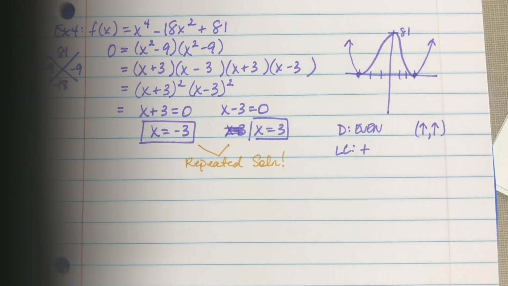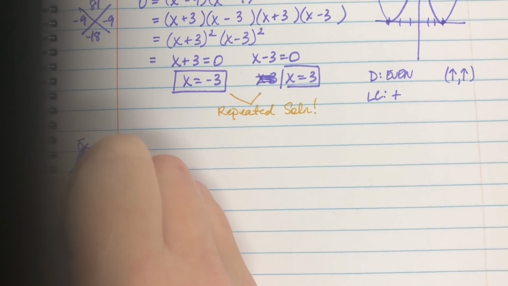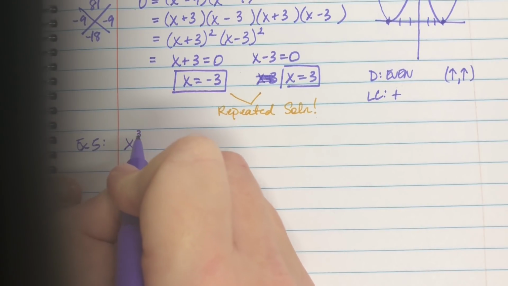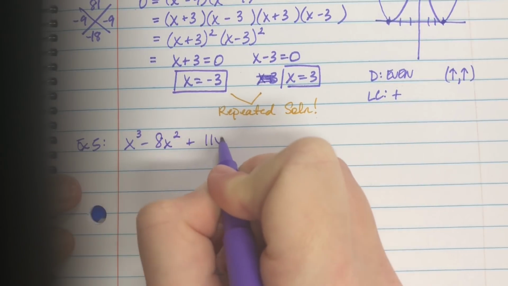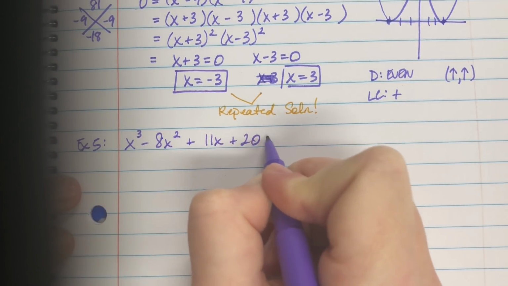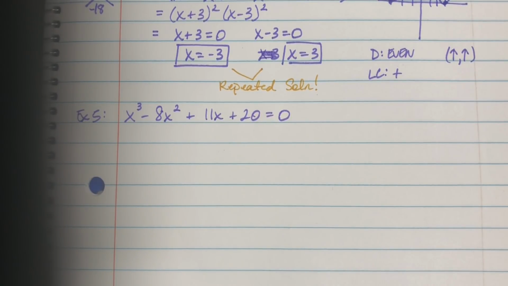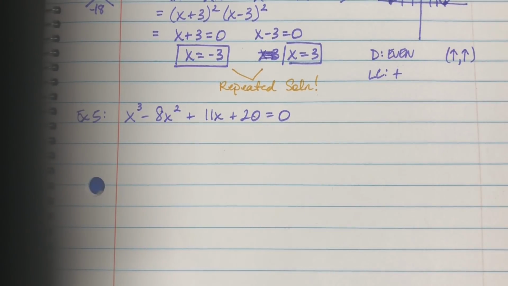All right, if you have questions on this, go back and review example 3 or example 4. We're going to move on. Here's number 5. I've got x cubed minus 8x squared plus 11x plus 20 equals 0. Back to our factoring rules. We have 4 terms. There's only one option when we have 4 terms.